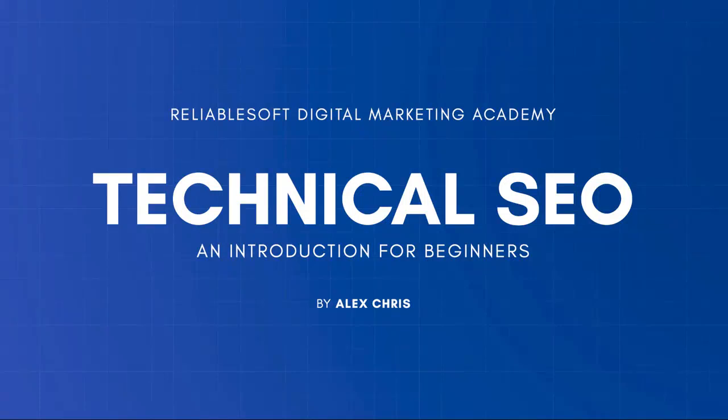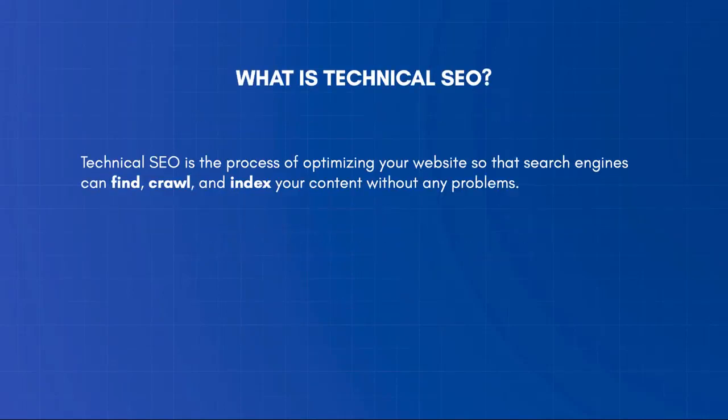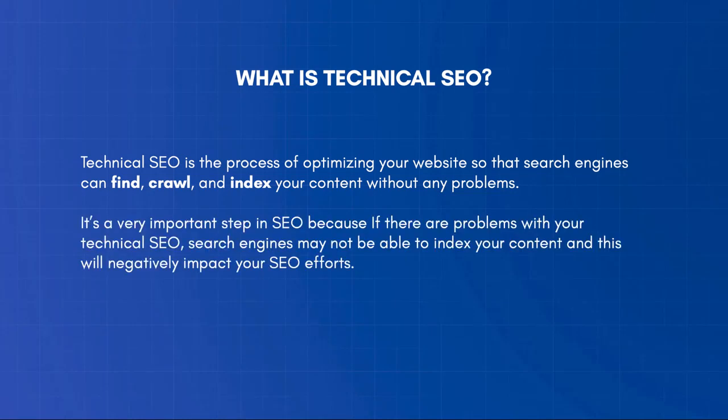How it works, and why it's a critical SEO process. Technical SEO is the process of optimizing your website so that search engines can find, crawl, and index your content without any problems. It's a very important step in SEO, because if there are problems with your technical SEO, search engines may not be able to index your content, and this will negatively impact your SEO efforts.